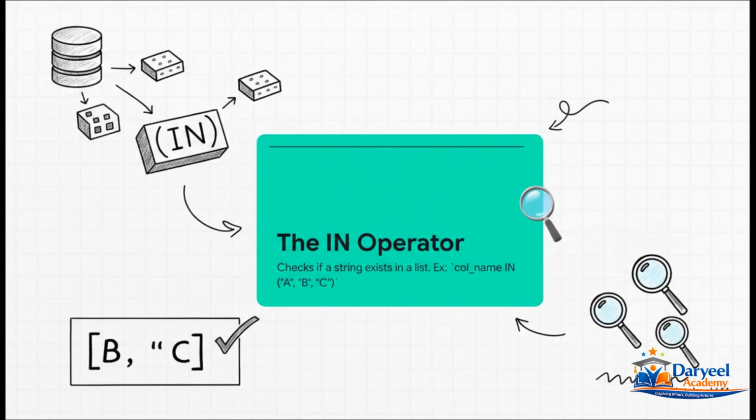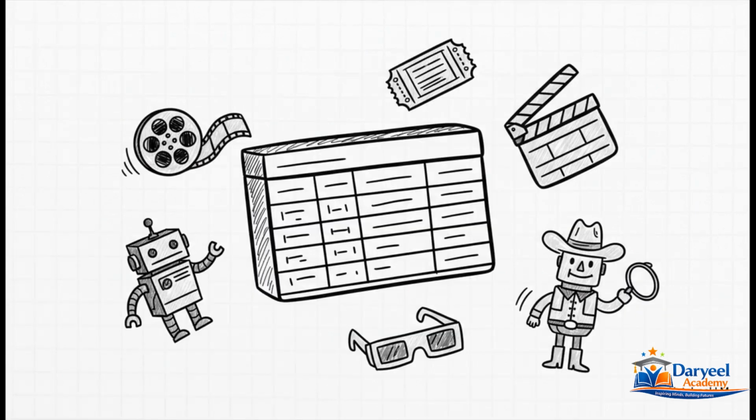What if you need to check against a list of things? That's where the IN operator comes in. So efficient. All right, enough theory. Let's put this stuff to the test using a real table of movies.